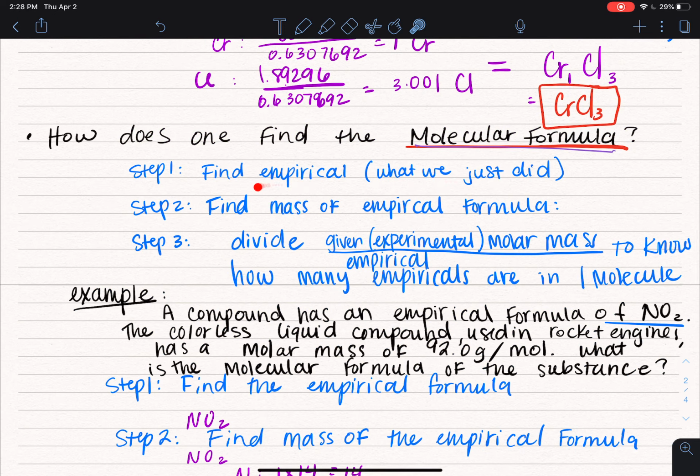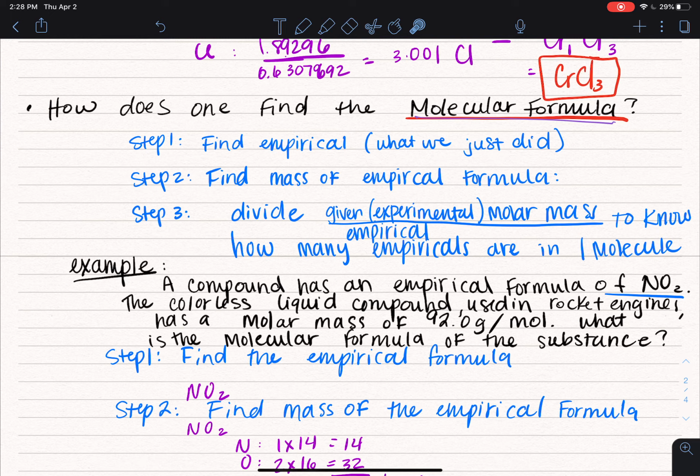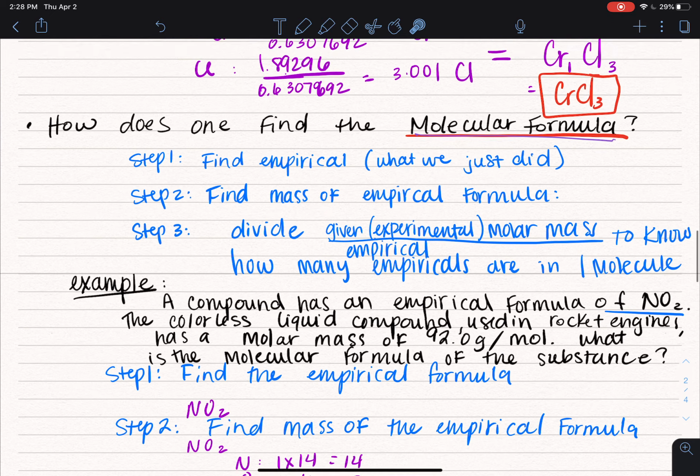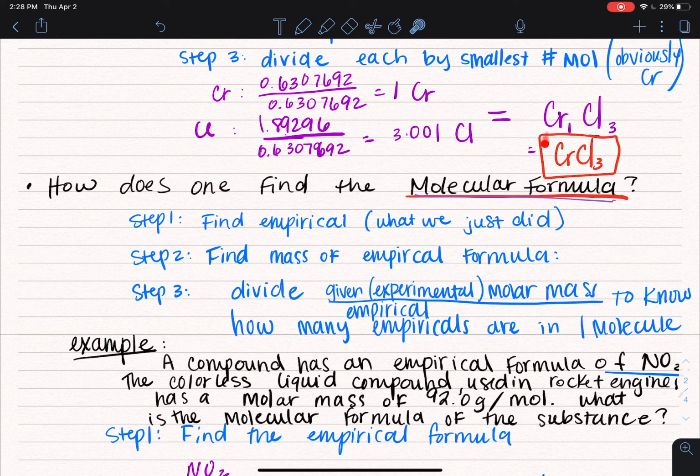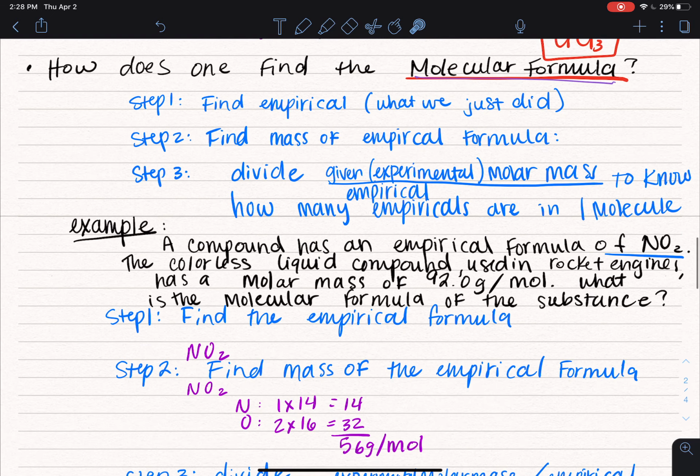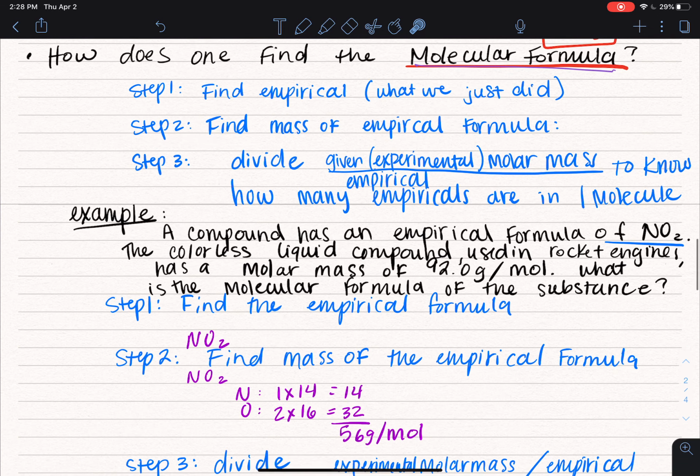Find the empirical formula. And so step two is going to be find the mass of the empirical formula. So if we did that up here, we would find the mass of 1 chromium plus 3 chlorines together, and that would give you the mass of the whole thing, okay? That's step two. This is the same way as finding the molar mass of a compound right here. All right, step three is divide. This is where it kind of gets tricky, but just use common sense. It says divide the given or the experimental, the number they give you, that molar mass, with the empirical, and this will give you how many empiricals are in one molecule.